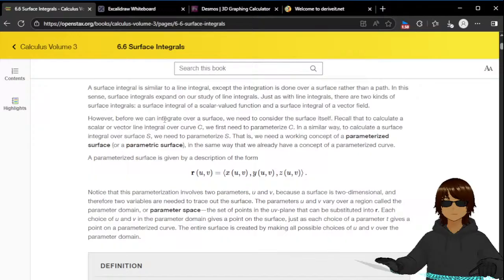Before we can integrate over a surface, we need to consider the surface itself. Recall that to calculate a scalar or a vector line integral over a curve C, we first need to parameterize C. In a similar way, to calculate a surface integral over surface S, we need to parameterize S. That is, we need a working concept of a parameterized surface, in the same way that we already have a concept of a parameterized curve. A parameterized surface is given by a description of the form r(u,v) = <x(u,v), y(u,v), z(u,v)>.